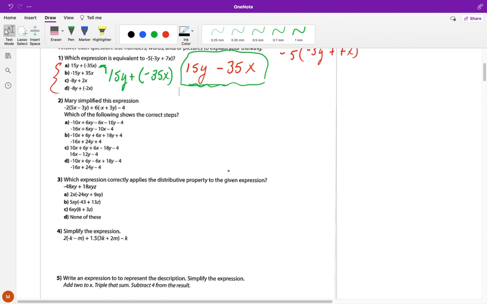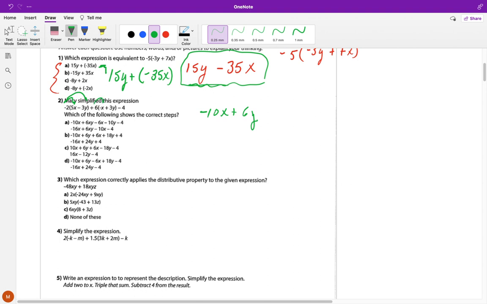All right, so for this one, it says, Mary simplified this expression. Which of the following shows the correct steps? So what would you do first for this? The first thing that we would do is we would distribute the negative 2 in. So when we distribute the negative 2, we would get negative 2 times 5x. So there's not much space here, so I'm just going to write it. So it'll be negative 10x. And then negative 2 times negative 3y will be plus 6y.